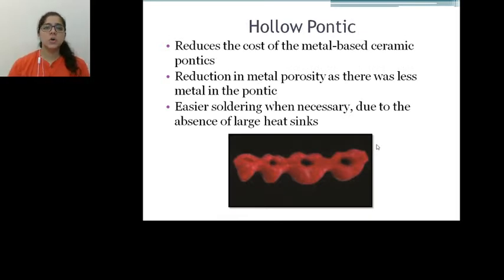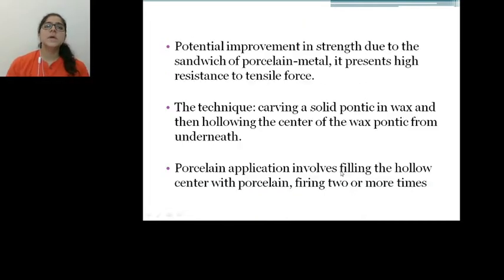The next is the hollow pontic. Hollow pontics have an advantage that they reduce the metal in metal based ceramic pontics, so the metal part is reduced in the pontic, and therefore less porosity is present in the metal. It is easier to solder when necessary, because it has a lesser amount of large heat sinks. So here is a wax pattern of the hollow pontic. They have the potential improvement in strength due to the sandwich of porcelain and metal which is formed in the whole hollow part. It presents high resistance to tensile force.